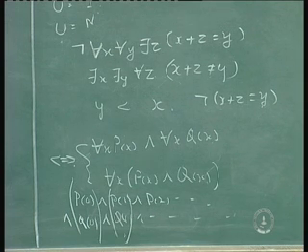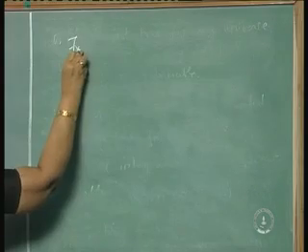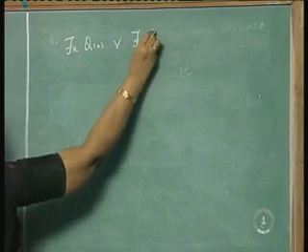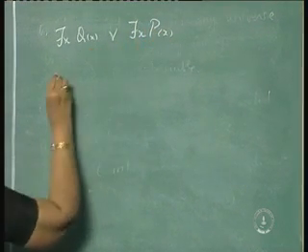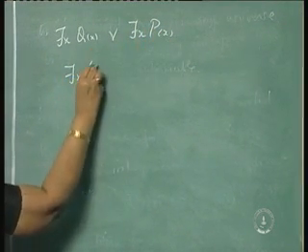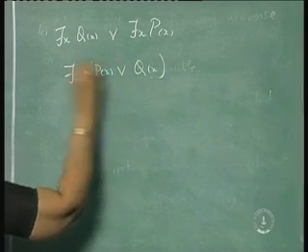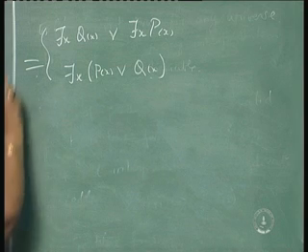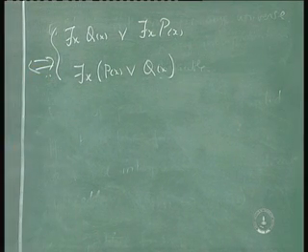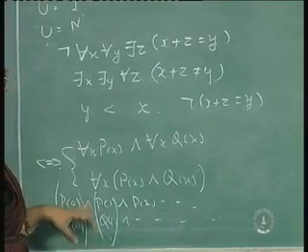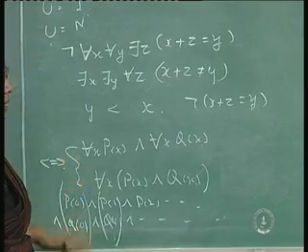Similarly, by a similar argument you can show that there exists x Q of x or there exists x P of x, and there exists x P of x or Q of x, these are equivalent. Again by a similar argument like we gave here, instead of and you will have or here, and you can group in this way.